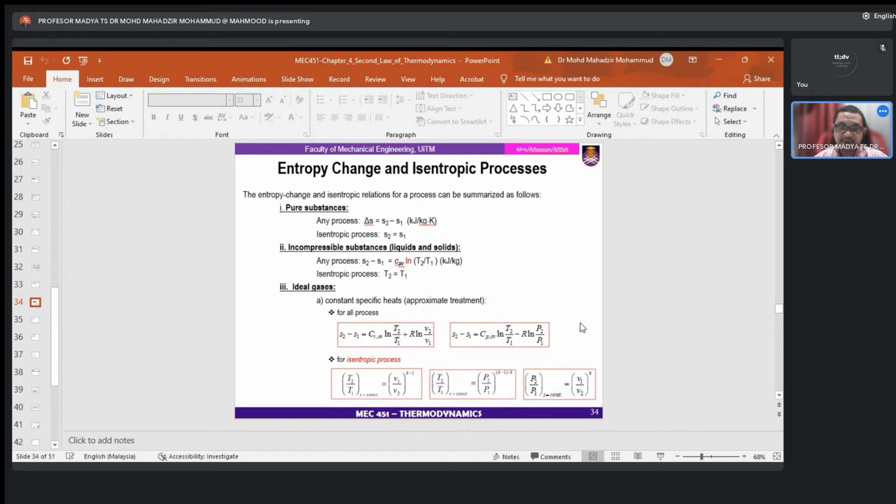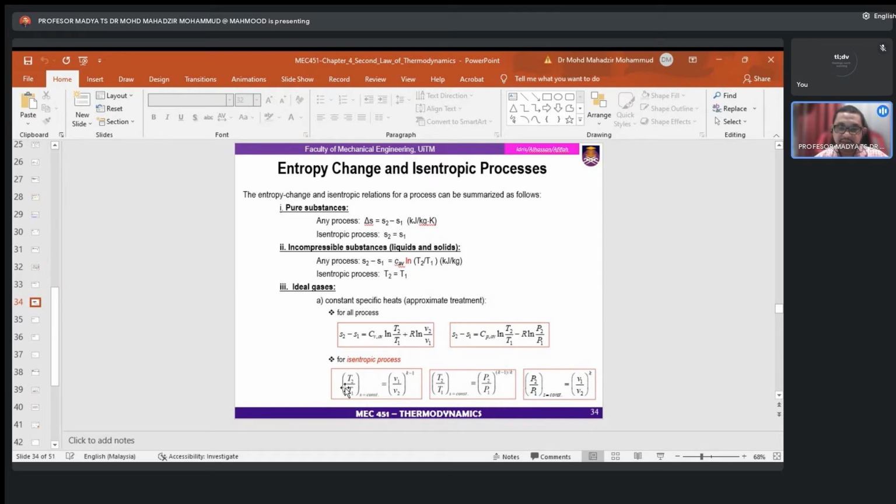three relationships of temperature, specific volume, and also pressure can be used. These relationships can only be used if the analysis is in terms of an isentropic process, and this process must be in the ideal gas condition. So you can use these three formulas.